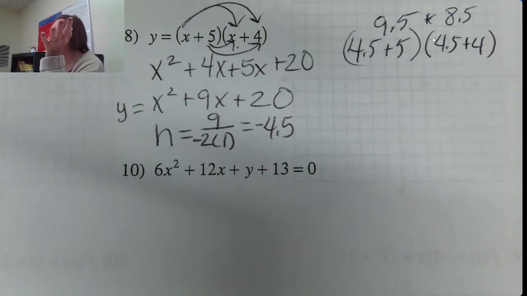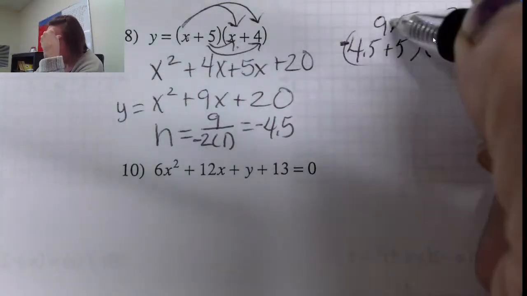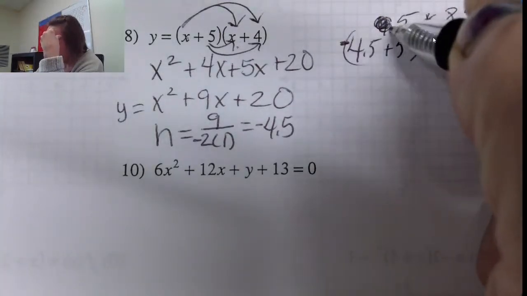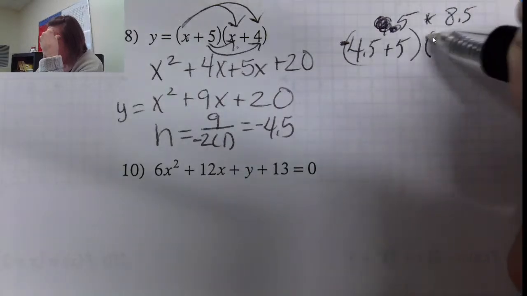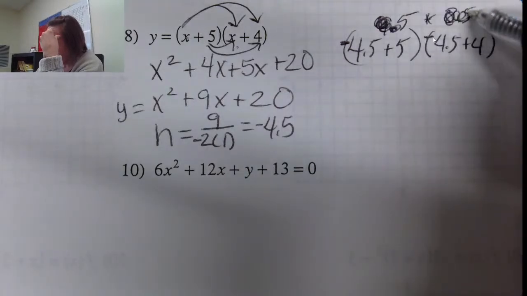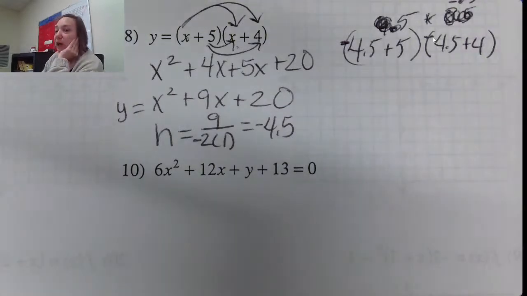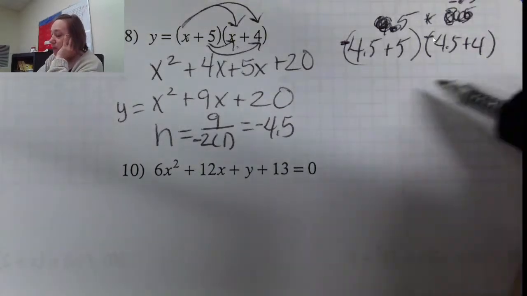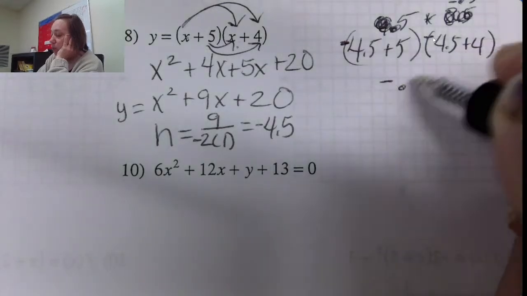Oh my gosh, I did it again. Did y'all see me do that? Does anybody know what I did? I forgot the negative sign again. So that's a negative. So this is not 9.5, it's 0.5. And this is not 8.5, it's negative 0.5. So 0.5 times negative 0.5 is going to be negative 0.25.